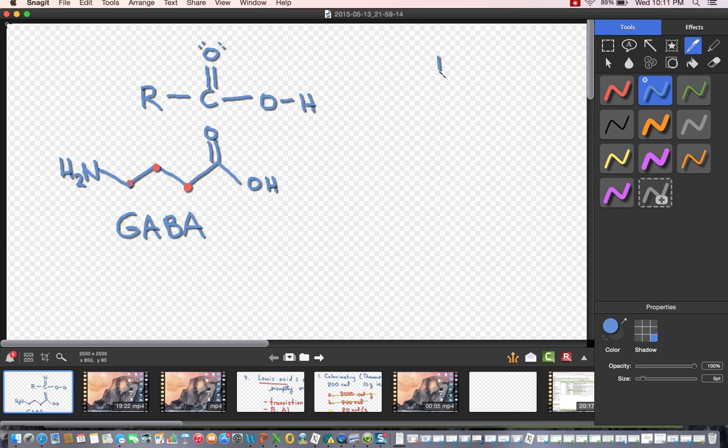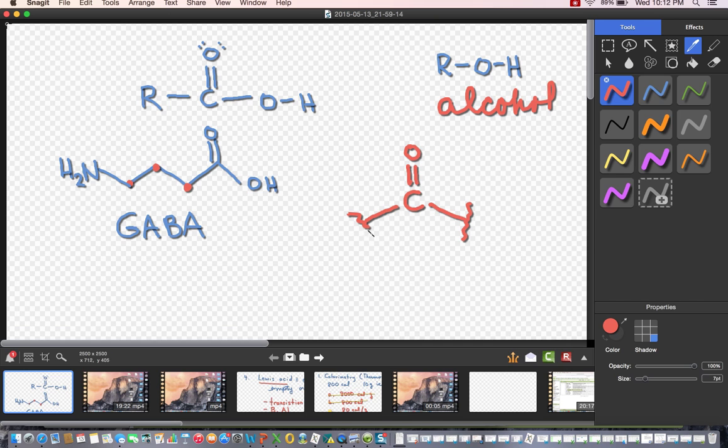Some others to look for: if I simply have a carbon, oxygen, hydrogen bond, this of course is an alcohol. If I have a carbonyl that is bonded to two other R groups, and I'm not going to commit to those, that's why I'm truncating them, this, of course, is called a ketone.